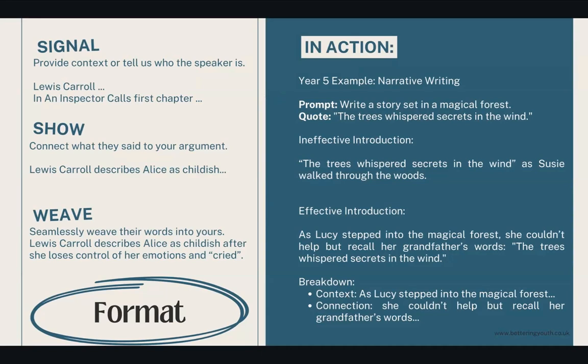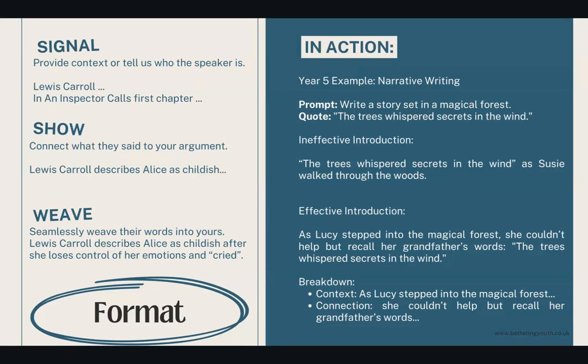The first is to signal. We have to provide context or tell the reader who is speaking. We might say something like Lewis Carroll or in An Inspector Calls first chapter. This gives context and gives the reader a signal that we are about to lay down some information that has been specifically taken from a text.